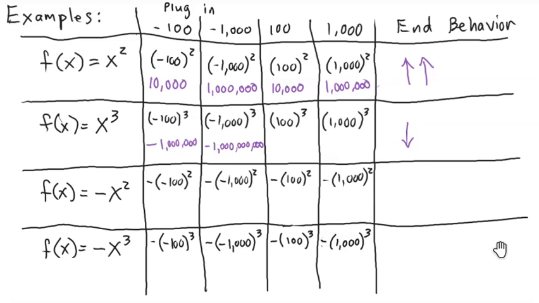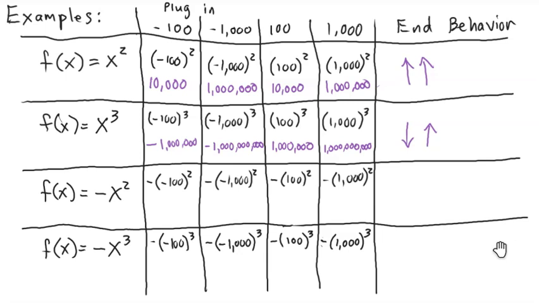And then positive 100 to the third power is just 100 times 100 times 100, which is 1 million. And that's a positive number. So a positive number gives us a positive number. And it's the same thing here. 1,000 cubed is positive 1 billion, which is even more positive than 1 million. And therefore, as you plug in positive numbers, you get positive numbers. And therefore, the end behavior is negative on the left, positive on the right.